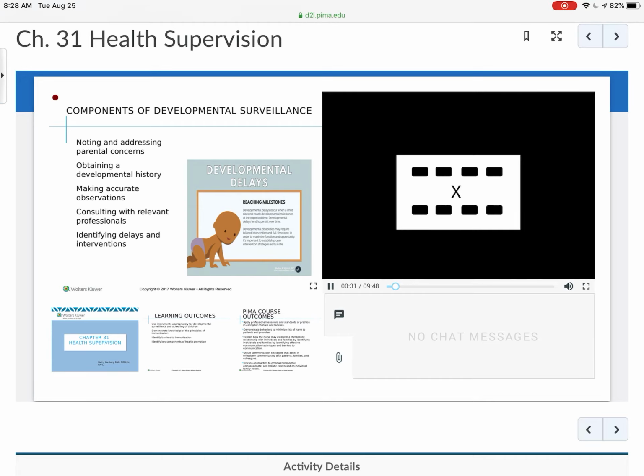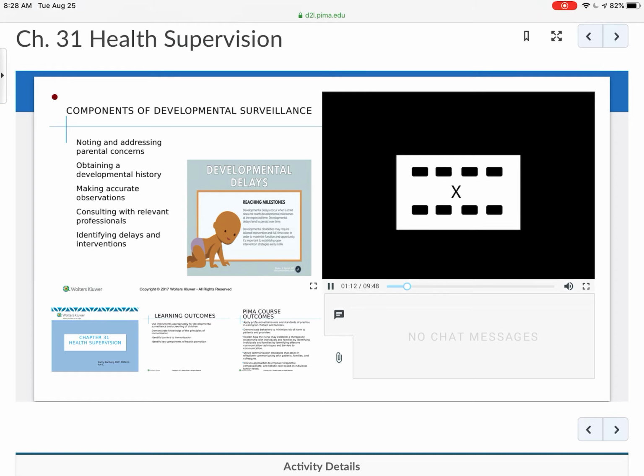Okay, so developmental screenings are an ongoing collection of observations and information. They are done as well child checks. They are done when a parent or caregiver expresses some type of concern. One of the most important concepts of developmental surveillance is to get that developmental history. Then making observations, so oftentimes physicians will have the child jump up and down, whatever milestone they should be meeting at that point.